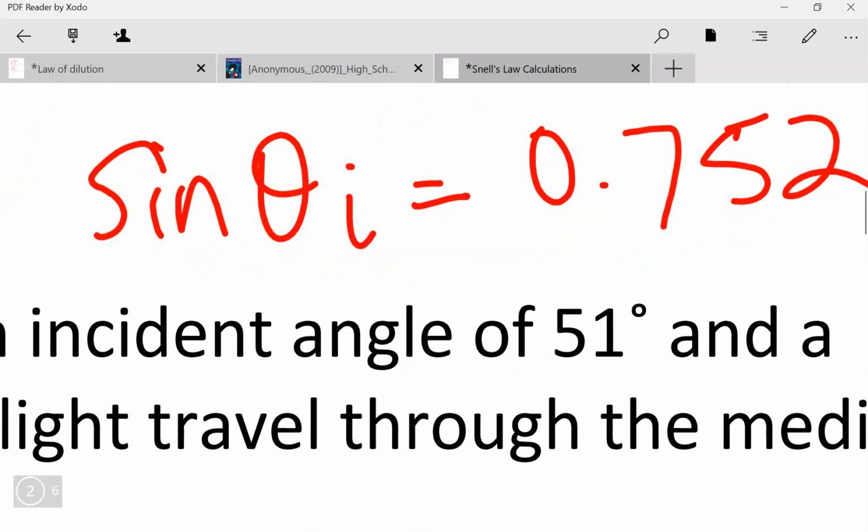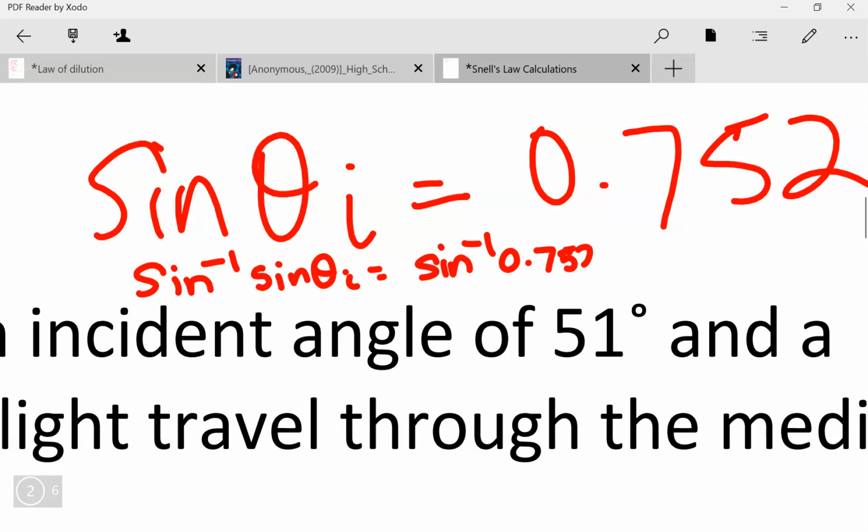So I'm going to see if I have space here. Sine inverse of sine theta I equals sine inverse of 0.752. So the sine inverse and the sine kind of cancel each other out. So what I'm left with is theta I, which is good because that's what I want to isolate for. And this leaves me with this calculation.